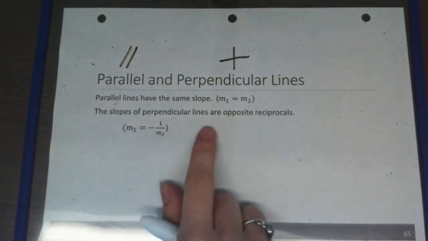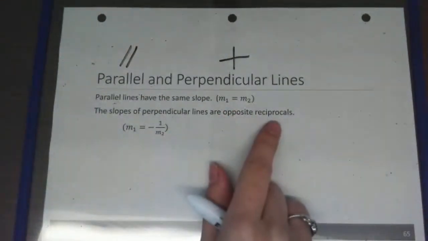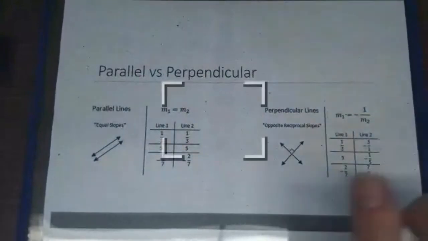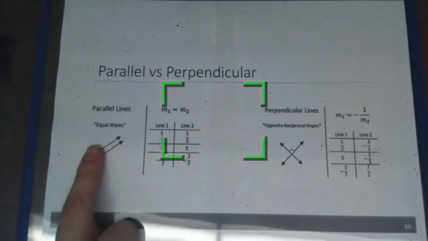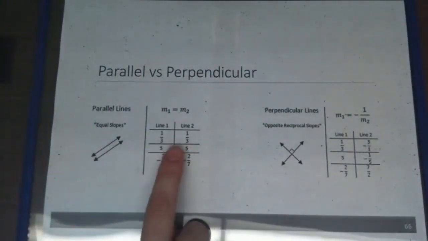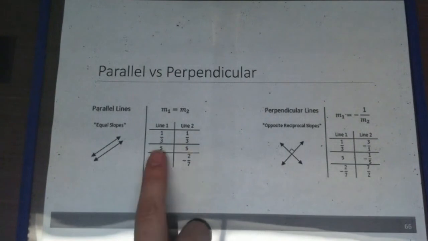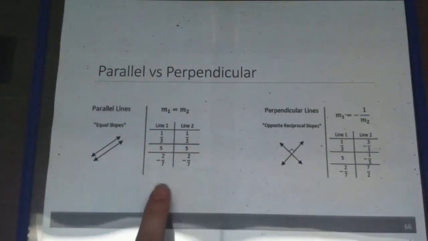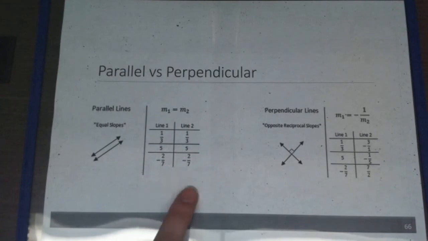The slopes of perpendicular lines are opposite reciprocals. The way I think of this is: flip the fraction, change the sign. So here are a few examples. Parallel lines have equal slopes. If the slope of line 1 is 1/3, the slope of line 2 is 1/3. If the slope of line 1 is 5, the slope of line 2 is 5. If the slope of line 1 is -2/7, the slope of line 2 is -2/7.